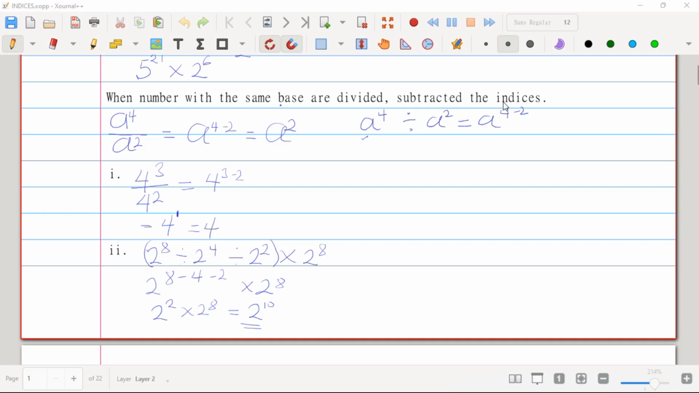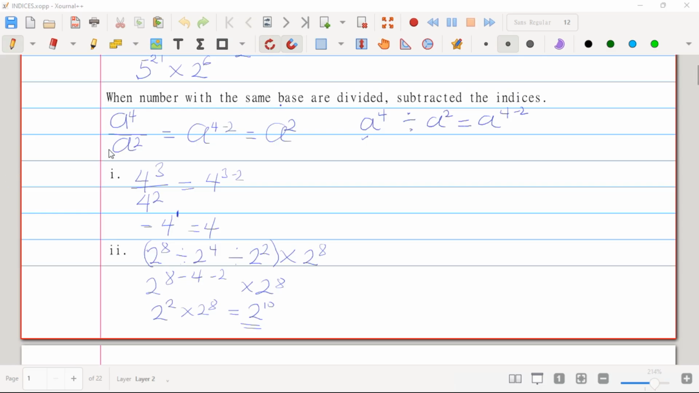So the second law on my list is when numbers with the same base are divided, we subtract the indices or the exponents, right? So here if we have a raised to the power 4 dividing a raised to the power 2, since they have the same base, you are just going to subtract the exponents. So here will be equal to a raised to the power 4 minus 2, which will give us a raised to the power 2. Since you are subtracting 2 from 4, we are getting 2 here.